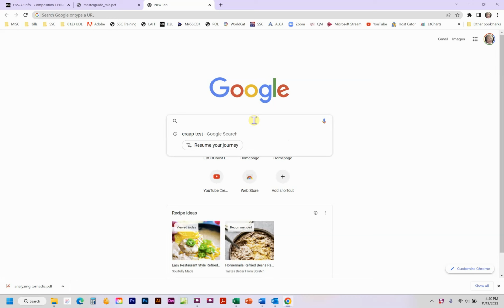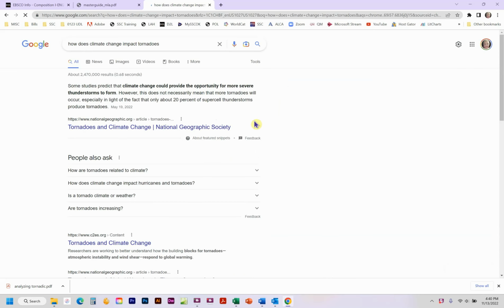So my research question is, how does climate change impact tornadoes? And again, I might want to narrow this down to America or maybe even Oklahoma. But right now, I don't know if that makes a difference. It might not matter where the tornadoes happen, because tornadoes only happen primarily in certain areas, right?